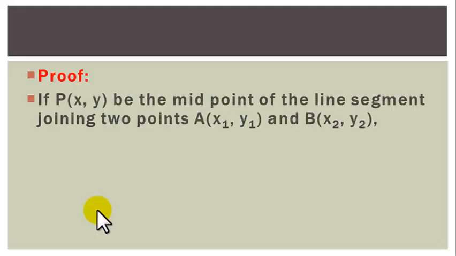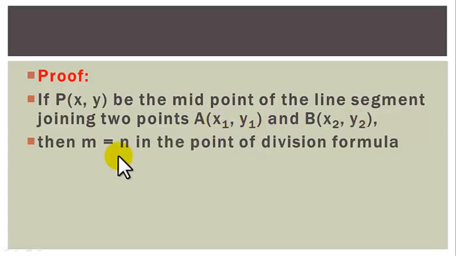The proof: if P(x, y) is the midpoint of the line segment joining the two points A(x1, y1) and B(x2, y2), then we know that m must be equal to n in the point of division formula.